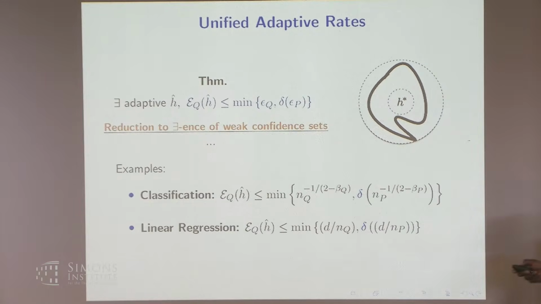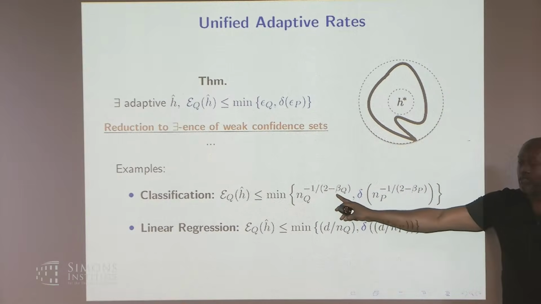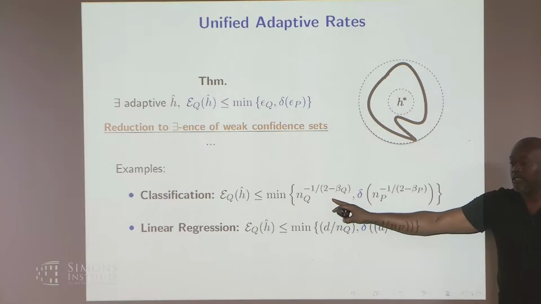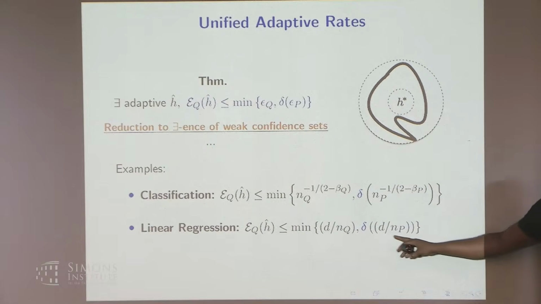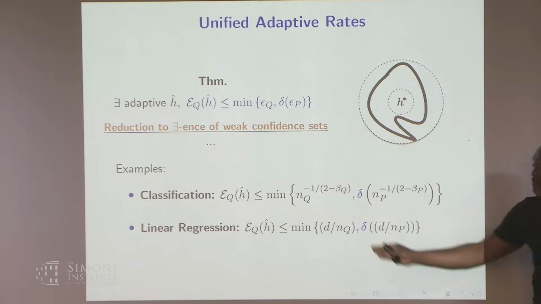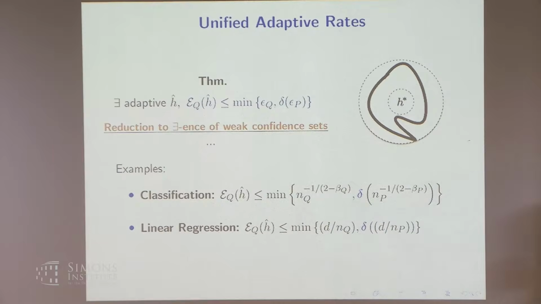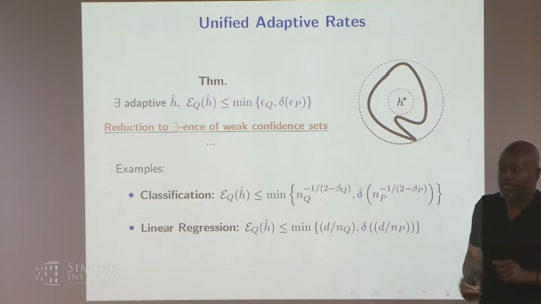All right, so examples in classification, we can get rates of this form in terms of beta q, beta p. These were the noise conditions. In linear regression, we get rates of this form where there's a dimension in here. Again, VC dimension, I ignore here. So, just so I understand, the miracle is still the adaptivity. The first rate is ERM on Q. Exactly. Yeah. It's adaptivity in a two-sample setting.